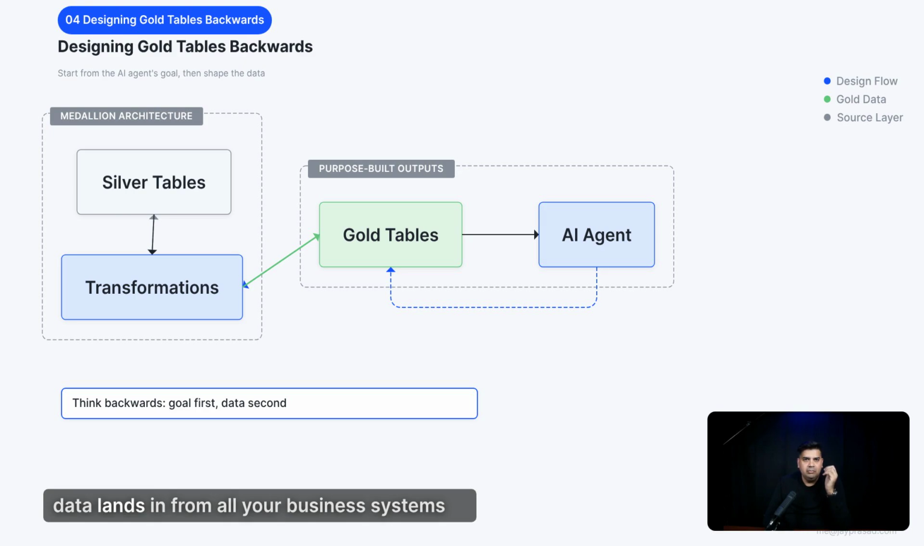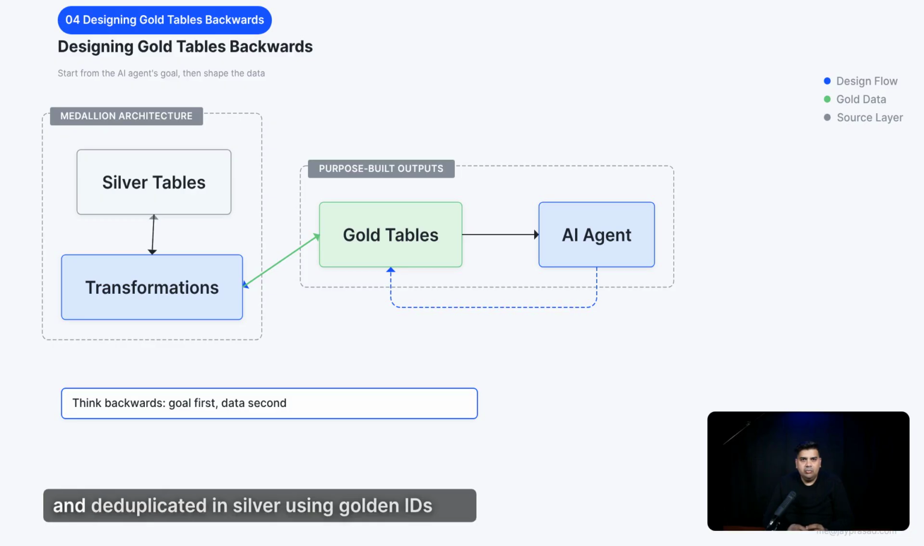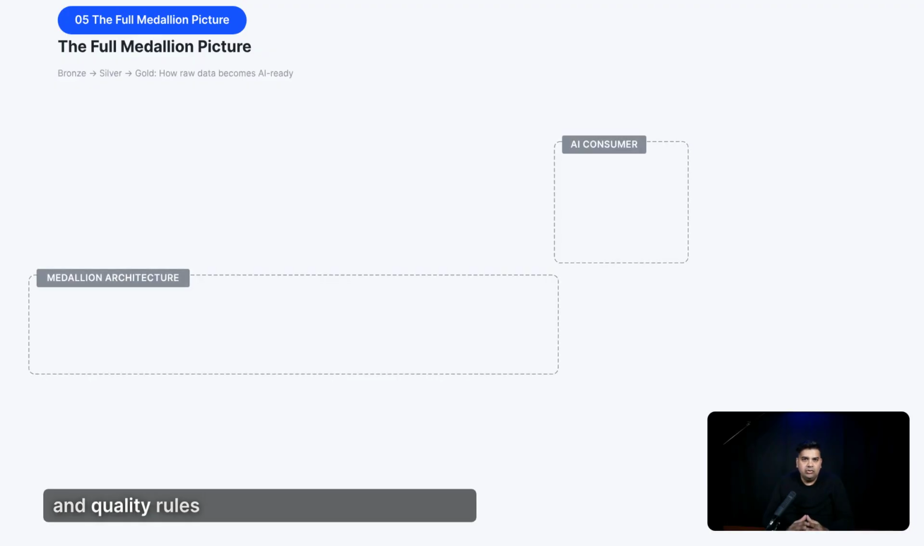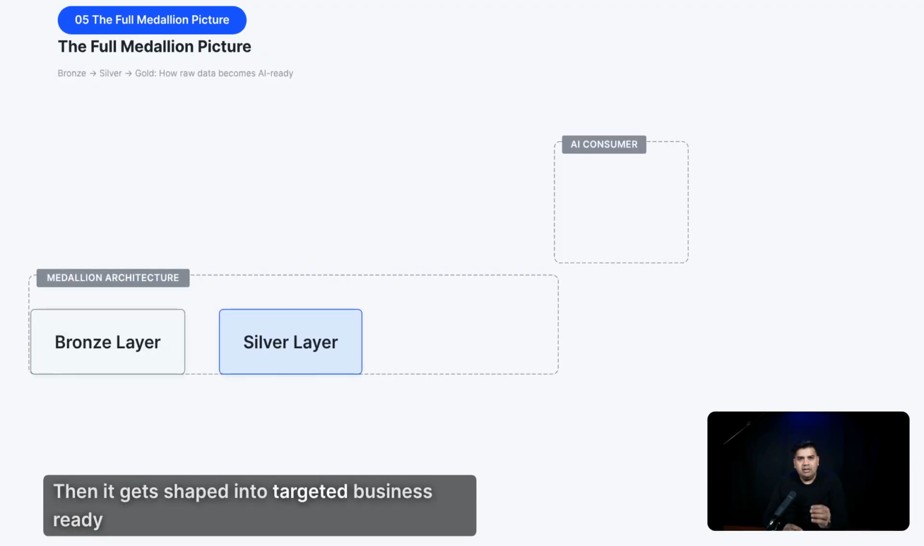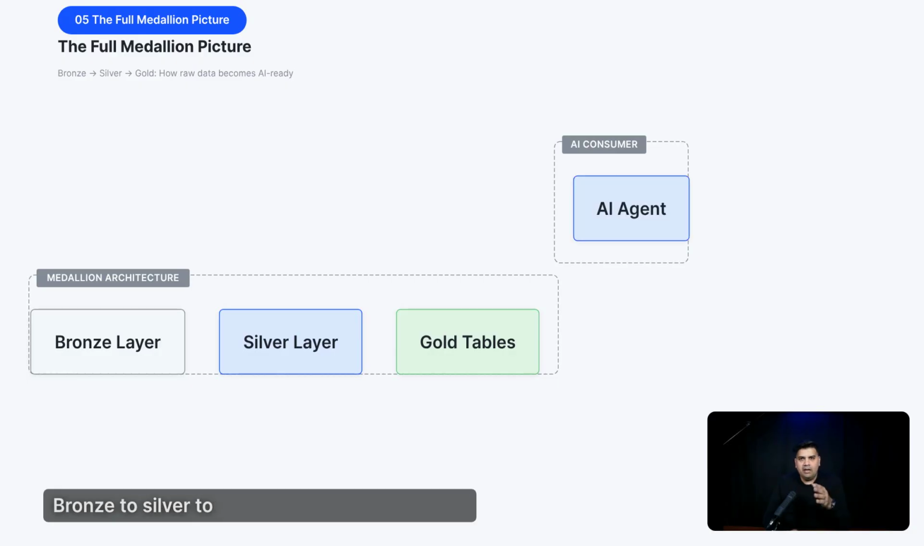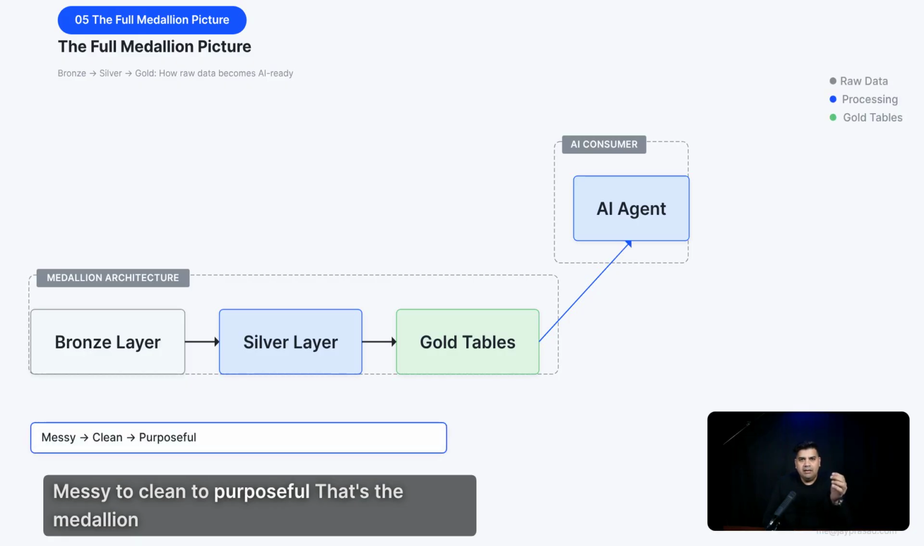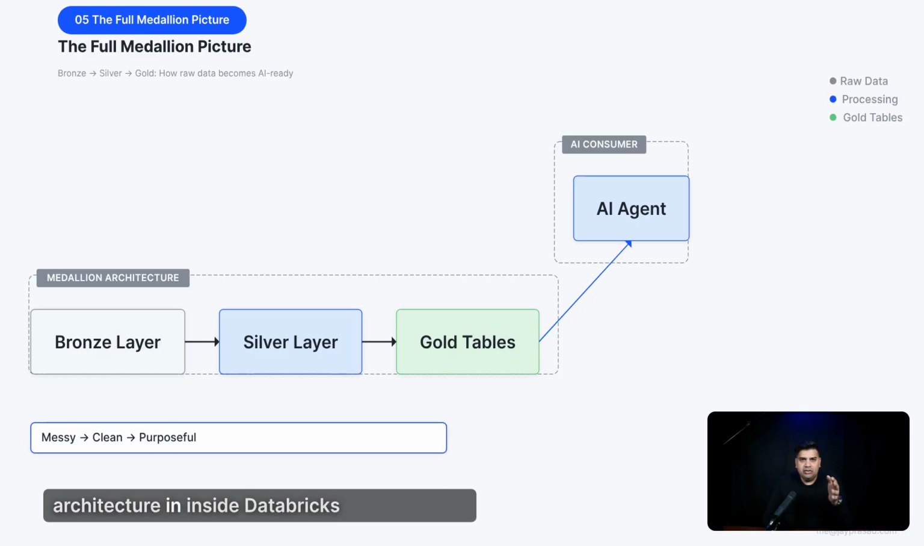Full picture. Raw data lands in bronze from all your business systems. It gets cleaned, validated, and deduplicated in silver using golden IDs and quality rules. Then it gets shaped into targeted, business-ready gold tables that an AI agent can query, reason over, and act on. Bronze to silver to gold, messy to clean to purposeful. That's the medallion architecture in action inside Databricks. And right now, your AI agent is finally sitting on top of a foundation it can trust.